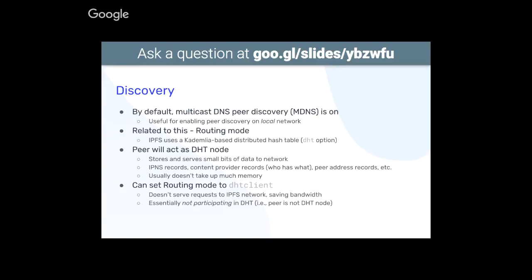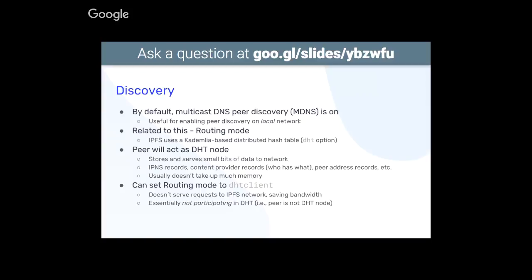And what happens is you don't serve requests to the IPFS network anymore, which saves you bandwidth. So you're essentially not participating in the DHT. And so your peer isn't a DHT node, but you can still query the DHT and figure out where content is located. You just won't be answering as many queries about routing and finding content. So for light clients and things like that, you may want to turn that down.